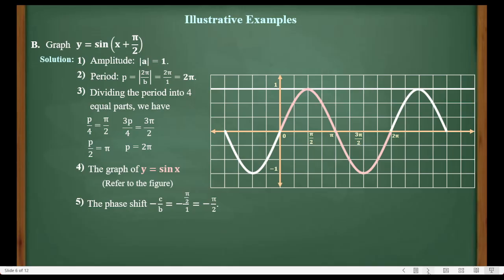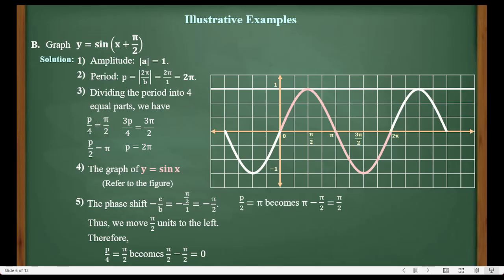What does this mean? It means that the graph is to be translated or moved by pi over 2 units to the left. Okay? Going to the left. So, taking each of the following values from step number 3, we're going to subtract each of these 4 by pi over 2. Okay?